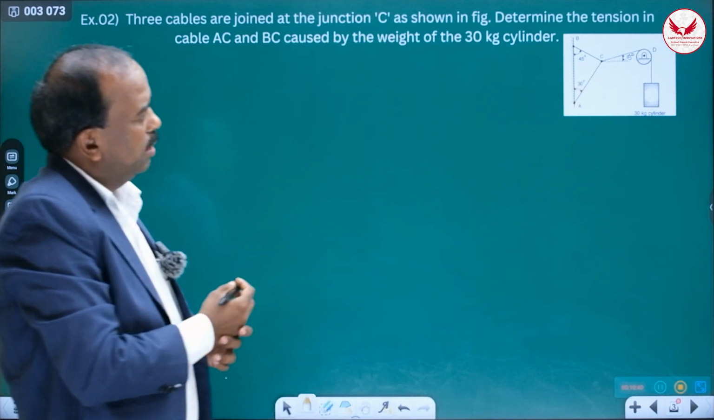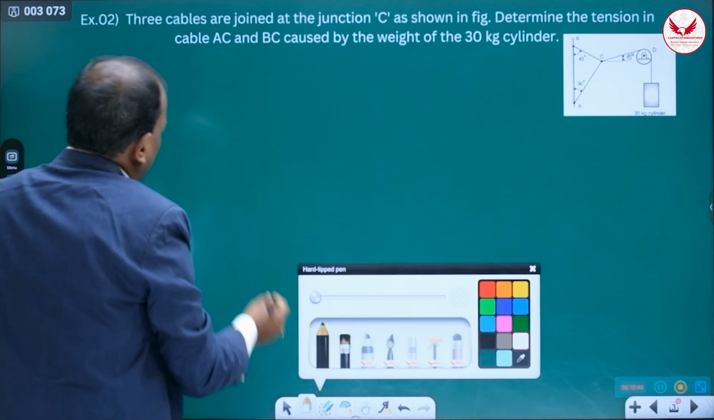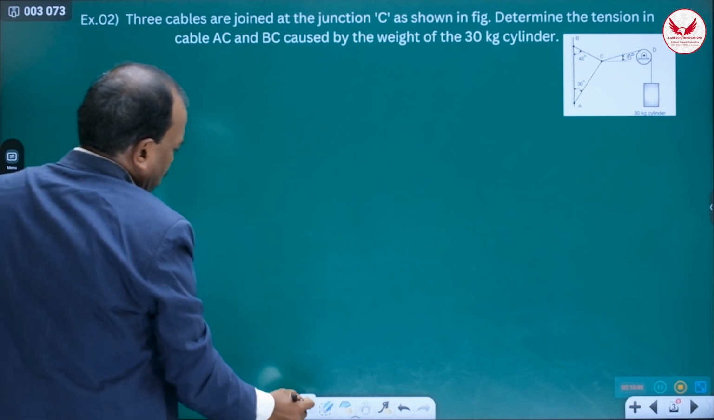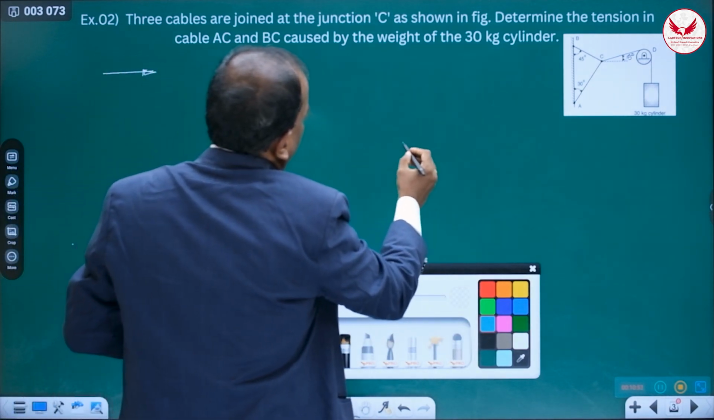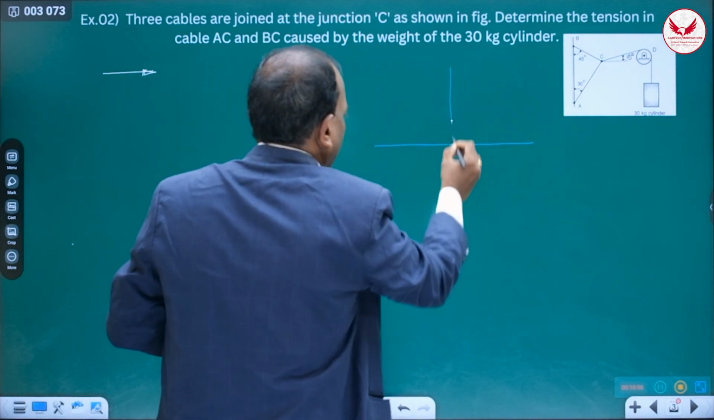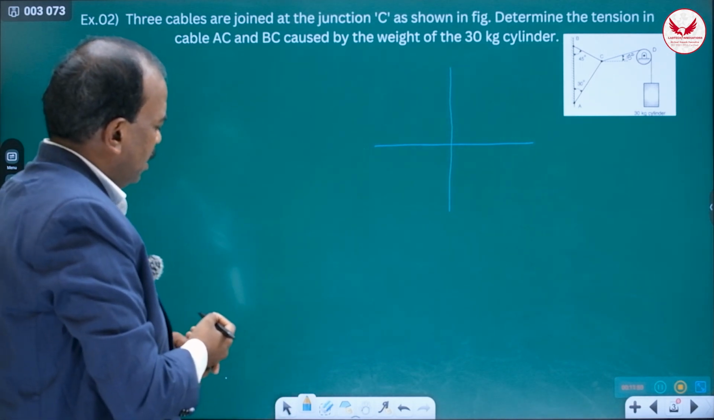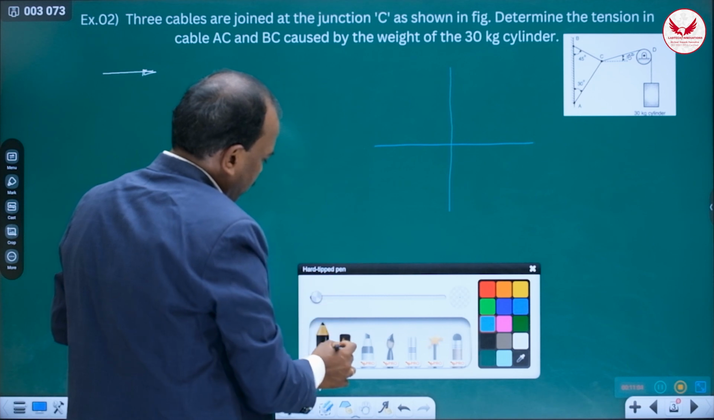Then from this, what we have to do? We have to draw the free body diagram. And for drawing the free body diagram, the first step is, always draw the plus sign. Plus sign means horizontal line, vertical line. So it is the point of concurrency. Then after that, these forces we can show easily over here.